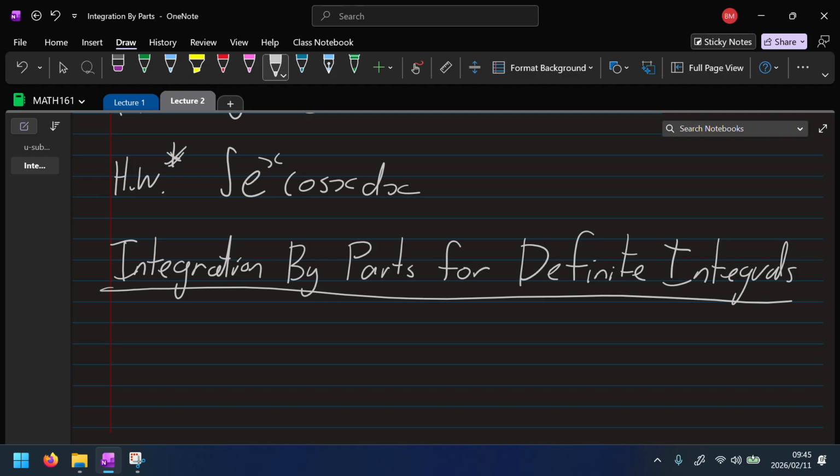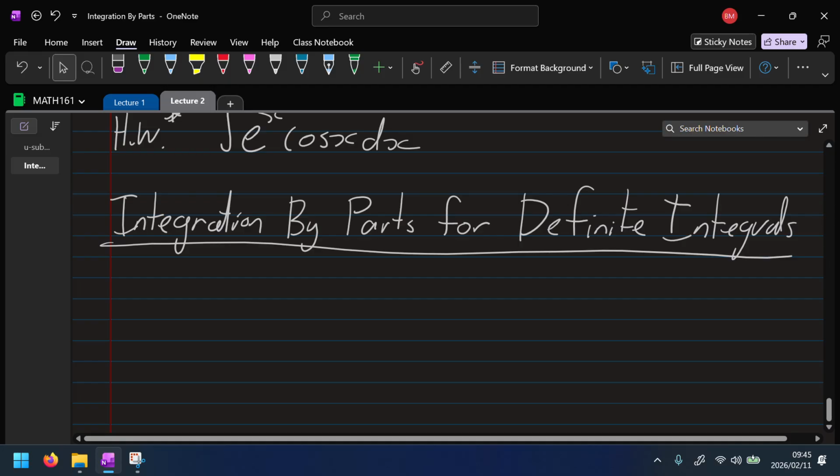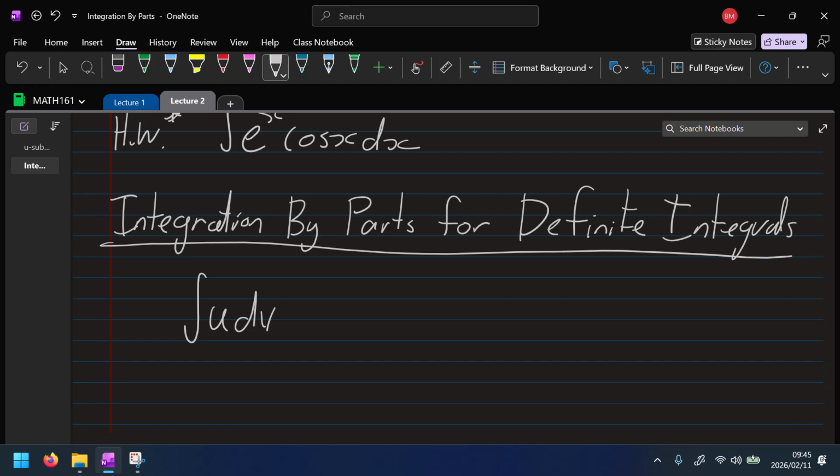So everything's pretty much the same. It's just one more step because we have the bounds to worry about. So recall the formula: the integral of u dv is equal to uv minus the integral of v du. The only thing we're going to do now is add the bounds. So we're going to have the integral from a to b, then we're going to have this term evaluated from a to b.